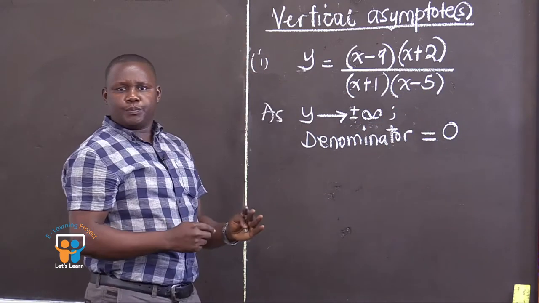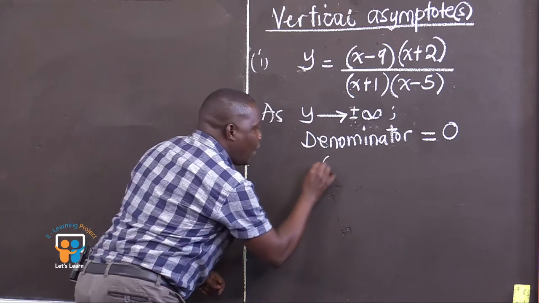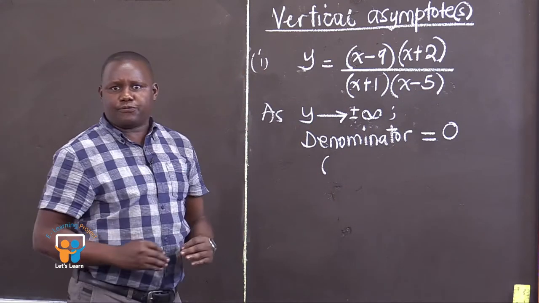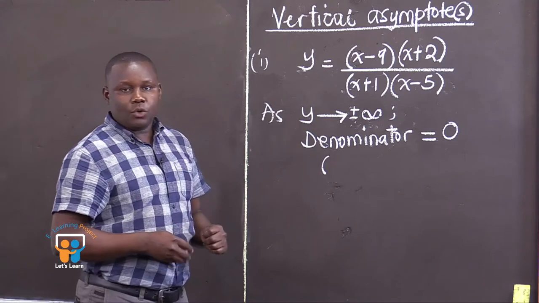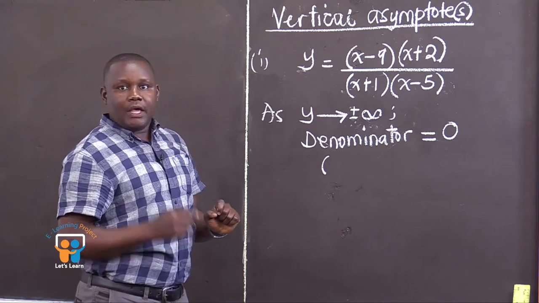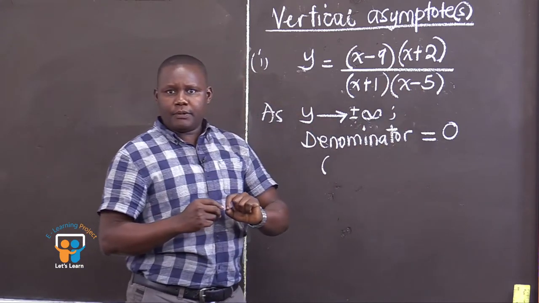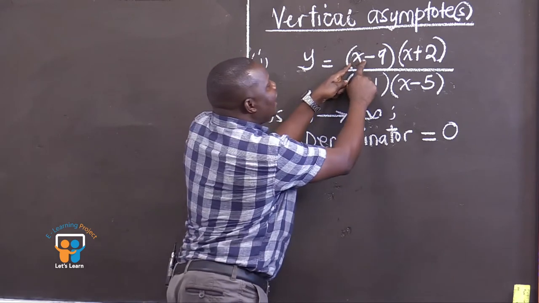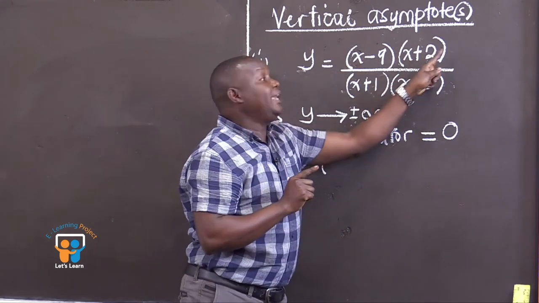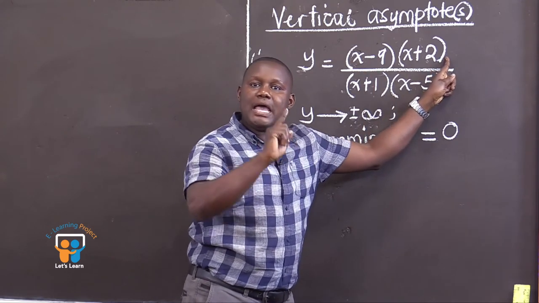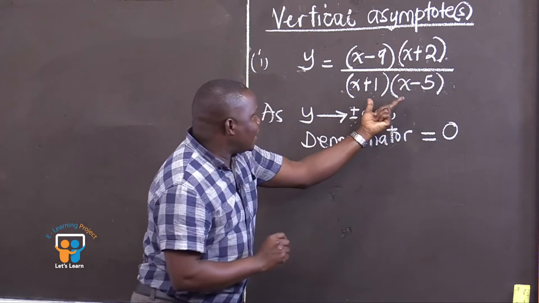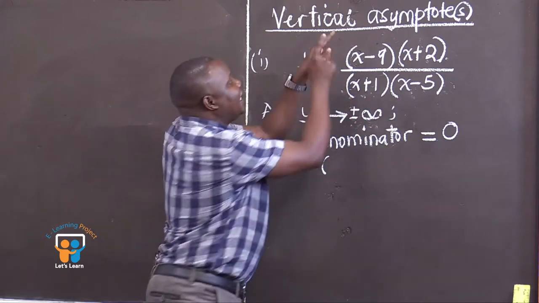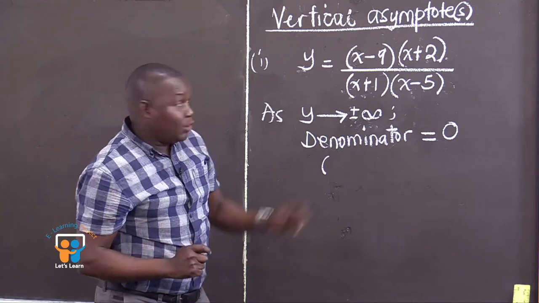It becomes 0. So if this is the case, we're going to pick our denominator. First of all, how many factors do we have in the denominator? Of course, we have x plus 1, and also we have x minus 5. I expect us to remember that this is a rational function in which this x minus 9 and x plus 2 represent the numerator. And these ones are for the denominator. So our interest is with the denominator, not the numerator. Don't look there anymore. Look at the denominator.